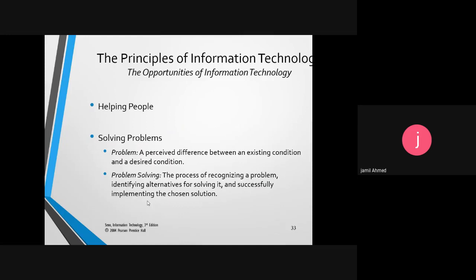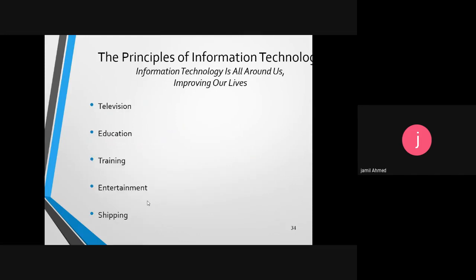So, helping the people, a problem is a perceived difference between the existing condition and the desired condition. Problem definition: we can have some sort of perceived difference between the existing condition and the desired condition. The term problem solving refers to the process of recognizing a problem, identifying alternatives for solving it, successfully implementing the chosen solution.